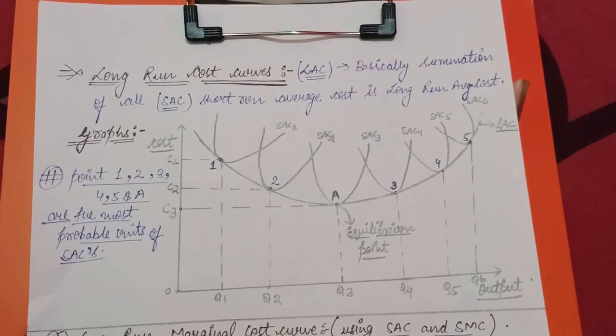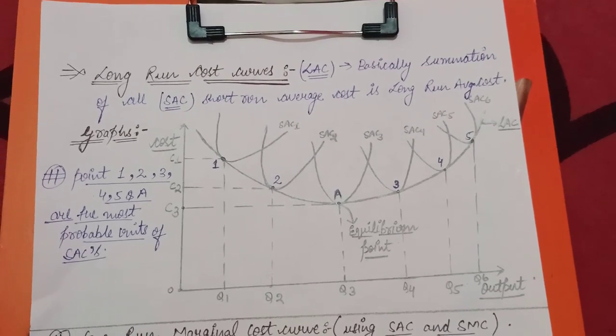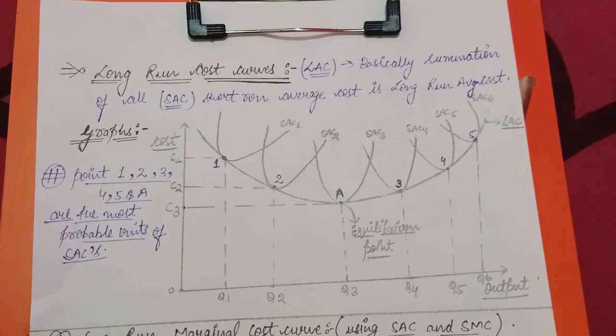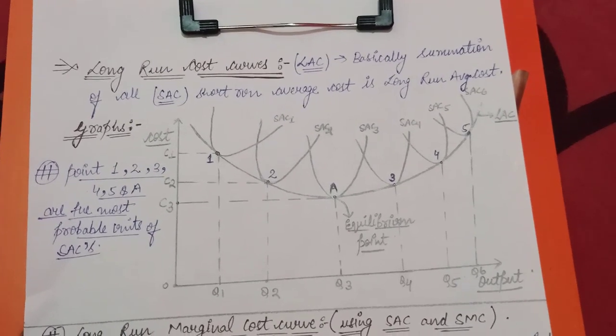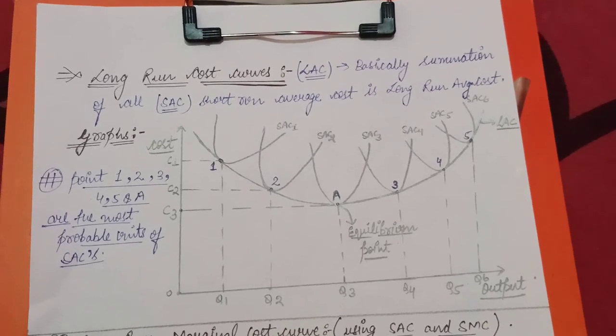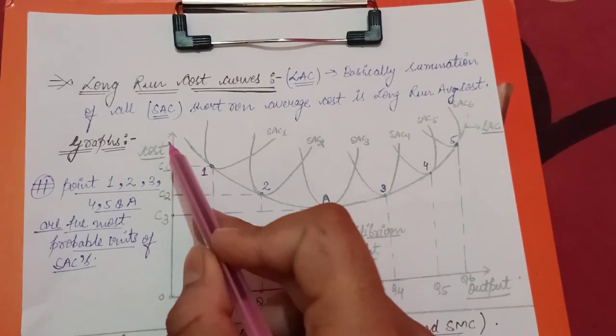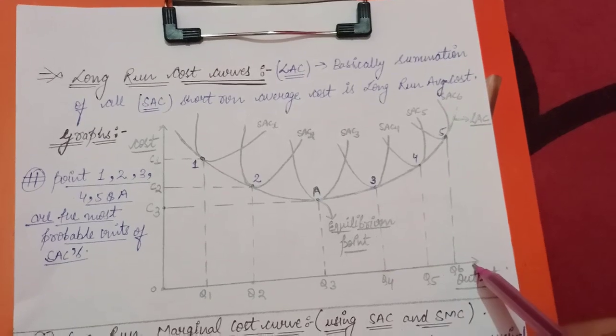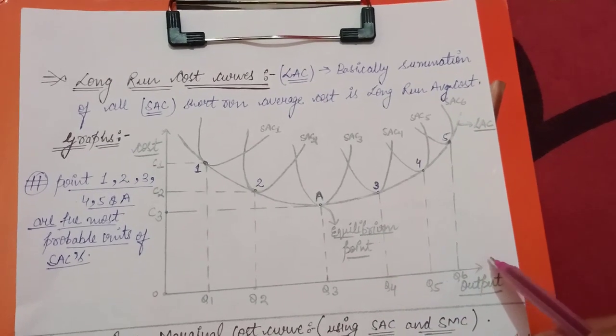Now for example, suppose you have 5 plants in 5 different cities, then the summation of average cost from all the 5 plants is LRC, that is long run cost. Now moving ahead towards the graph of LRC, so here is the graph of the cost curve.